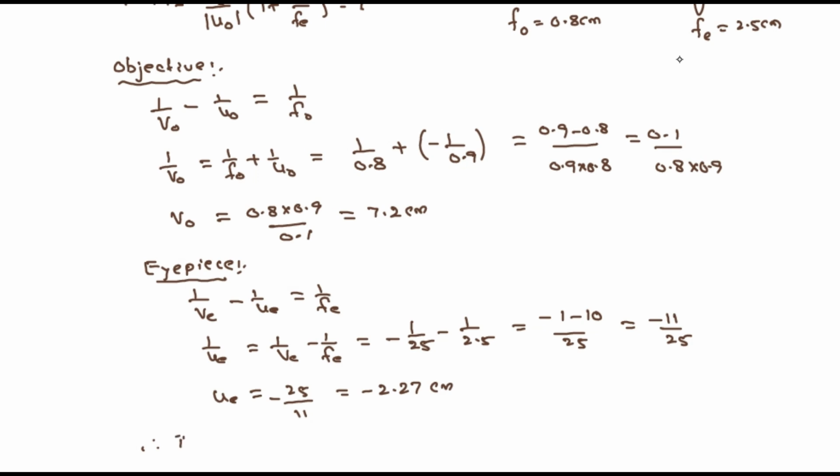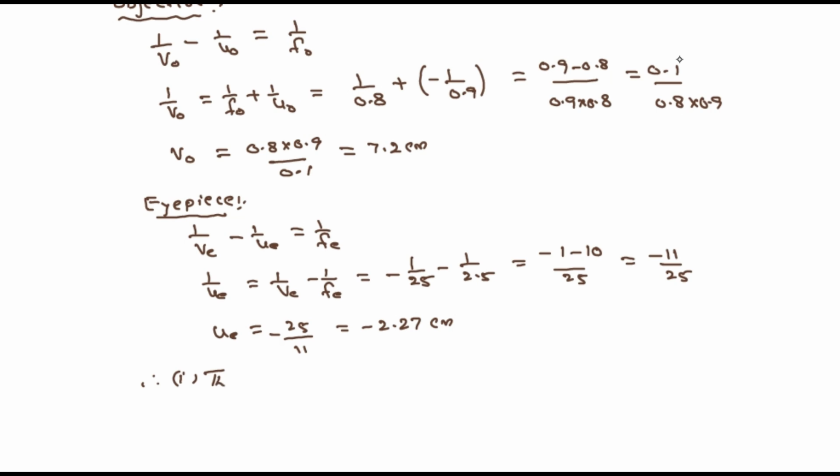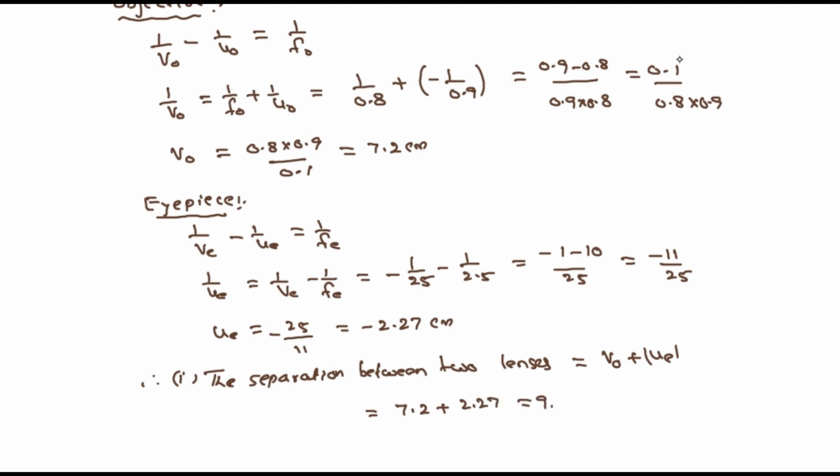Now coming to the first part, the separation between the two lenses is equal to V0 plus the modulus of UE. V0 is 7.2 plus 2.27, that is equal to 9.47 centimeter. So this is the first subpart.